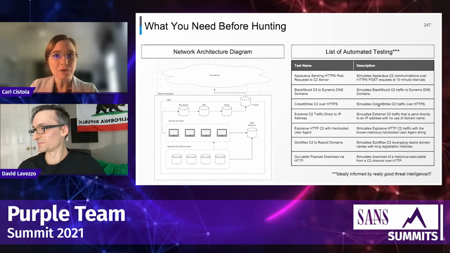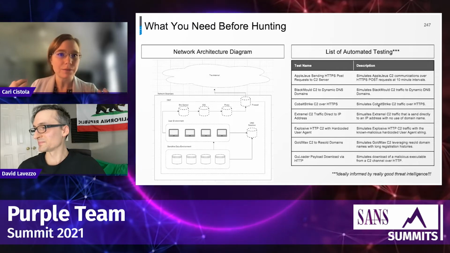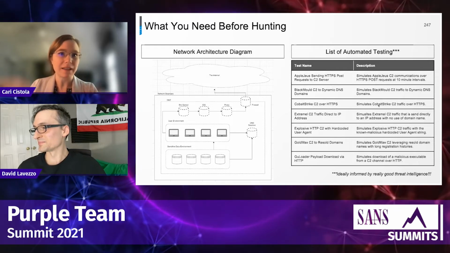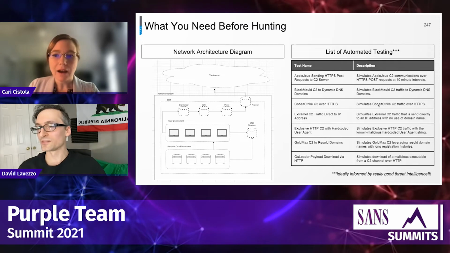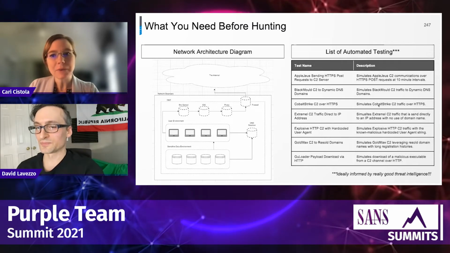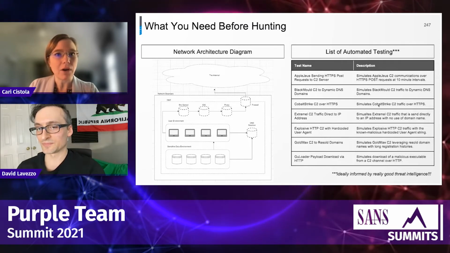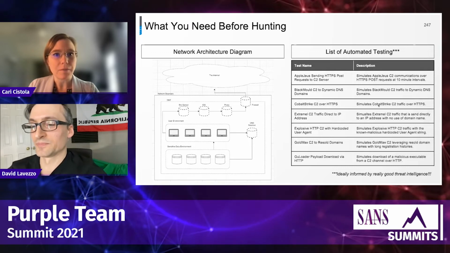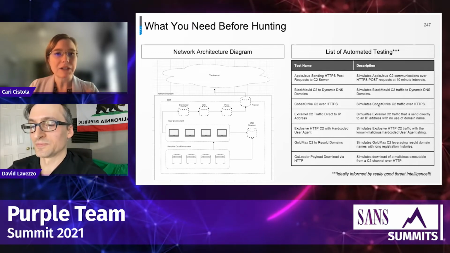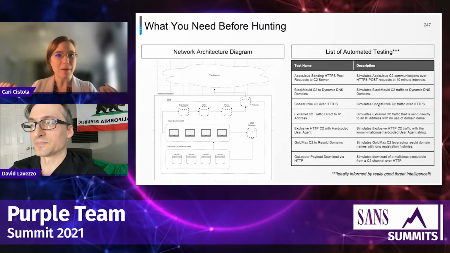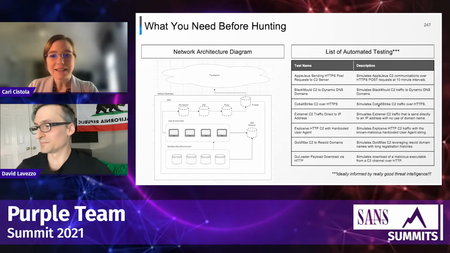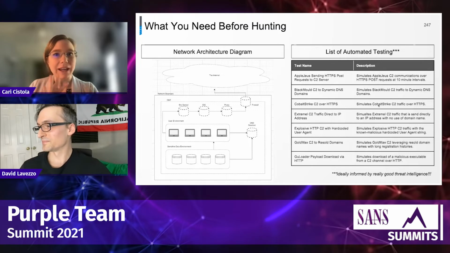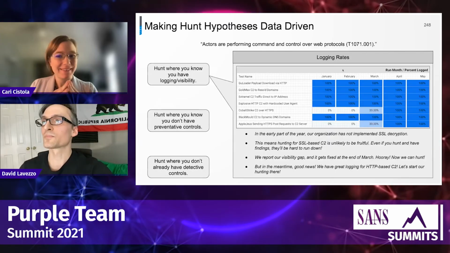The other thing is the list of automated testing. I have a couple of toy examples here that are similar to what David would produce for me. This is just the list of all the tests that your chaos engineering team has run and the results that come out of that. In this case, we're focusing on variations of C2.